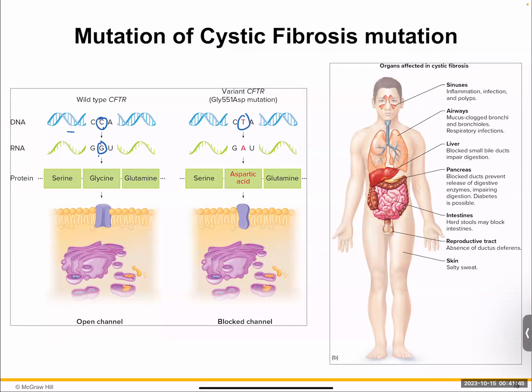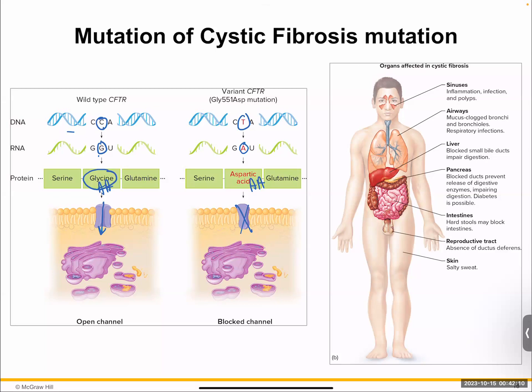So the RNA goes from a G to an A. So that change happens, which means now the protein, this amino acid, goes from glycine to aspartic acid. And instead of this channel being open, it's now closed.